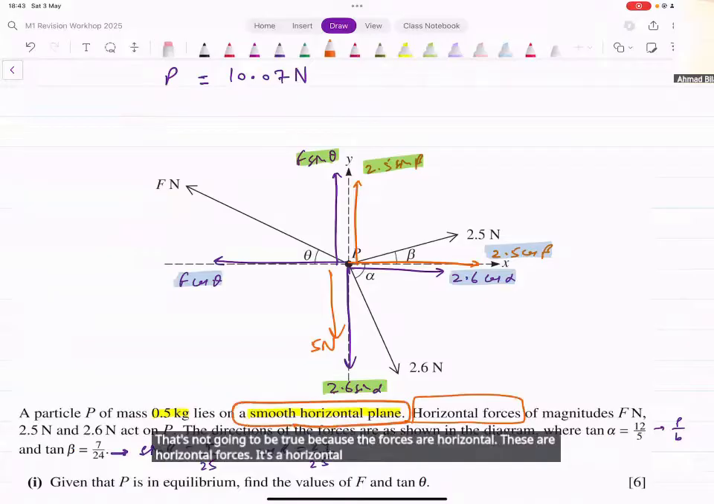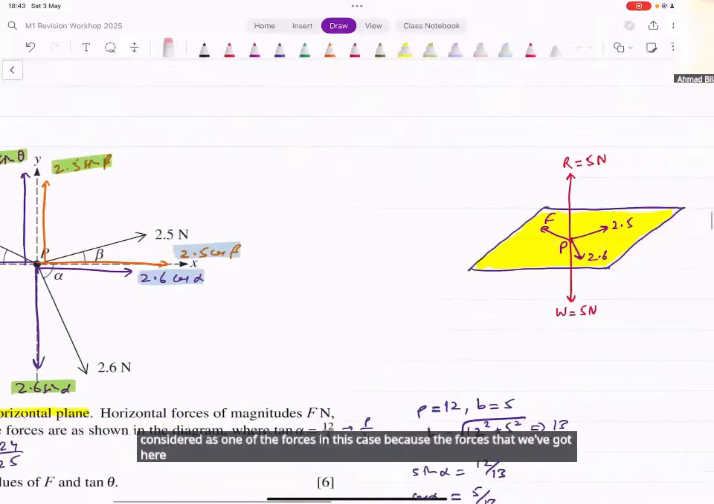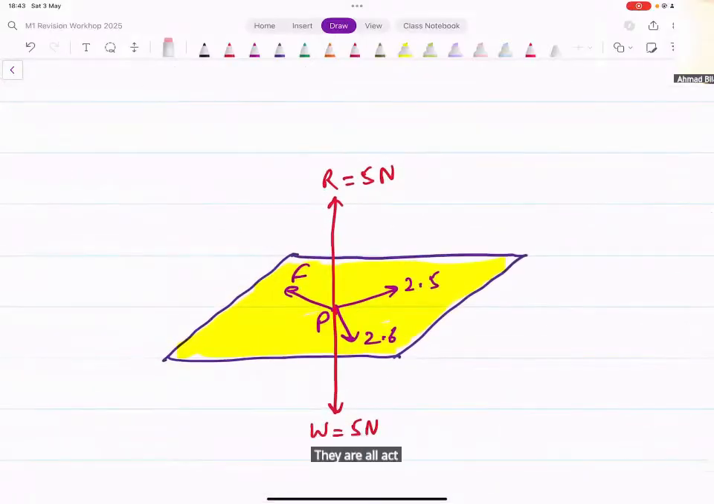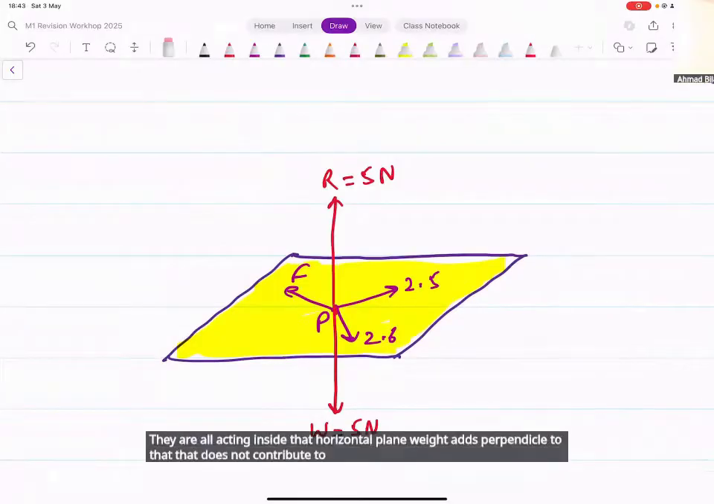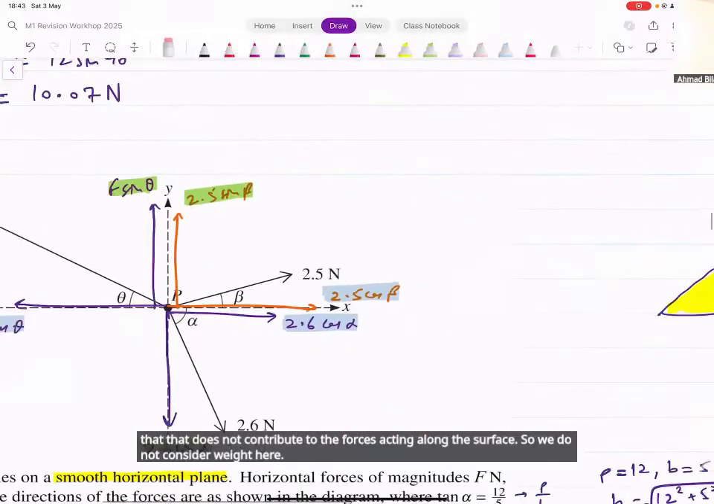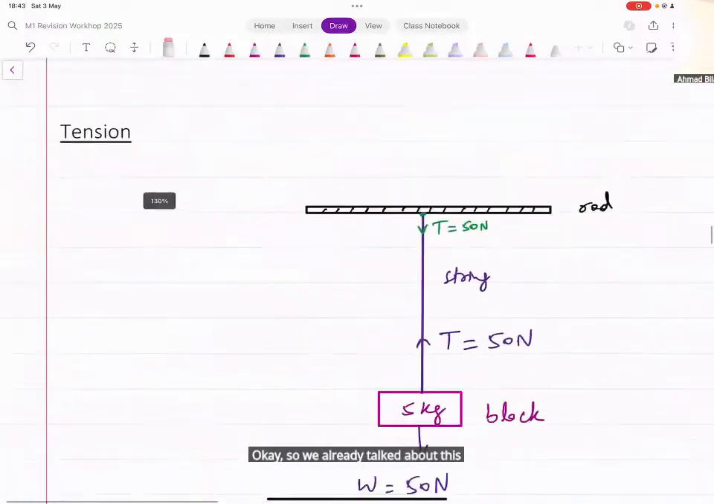So weight is not going to be considered as one of the forces in this case because the forces that we've got here, they are all acting inside that horizontal plane. Weight acts perpendicular to that. That does not contribute to the forces acting along the surface. So we do not consider weight here. Okay, so we already talked about this before. Let's move on to the next force.